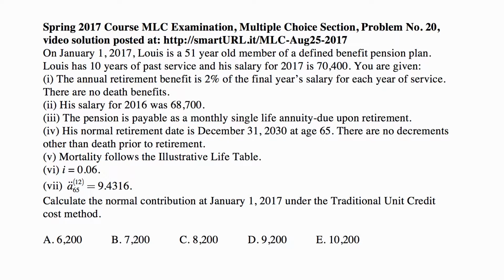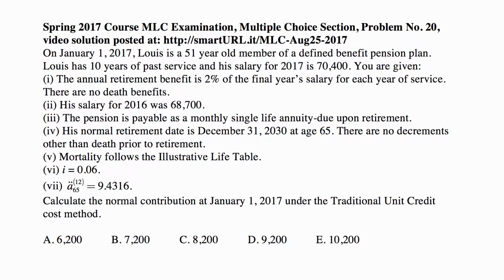ä65^(12) is 9.4316. This is the present value of the annuity that represents the way the benefit is paid, so it's a number that is useful for the calculation. Calculate the normal contribution at January 1st, 2017 under the traditional unit credit cost method.